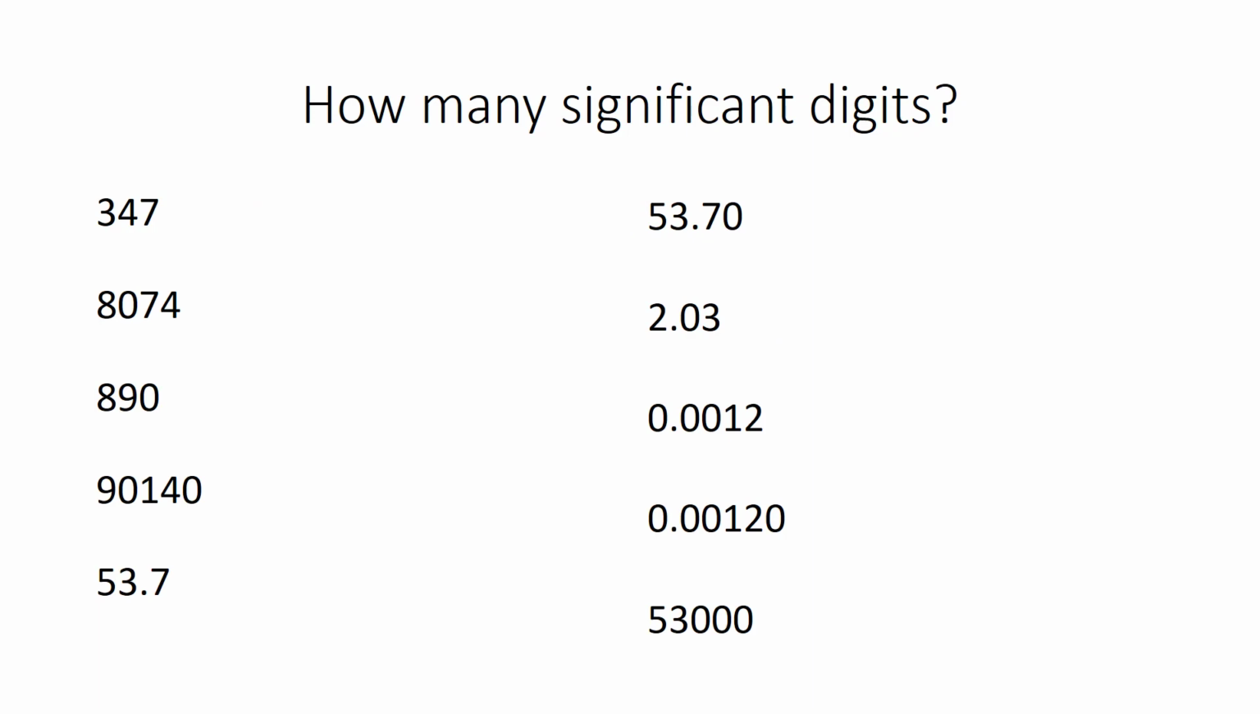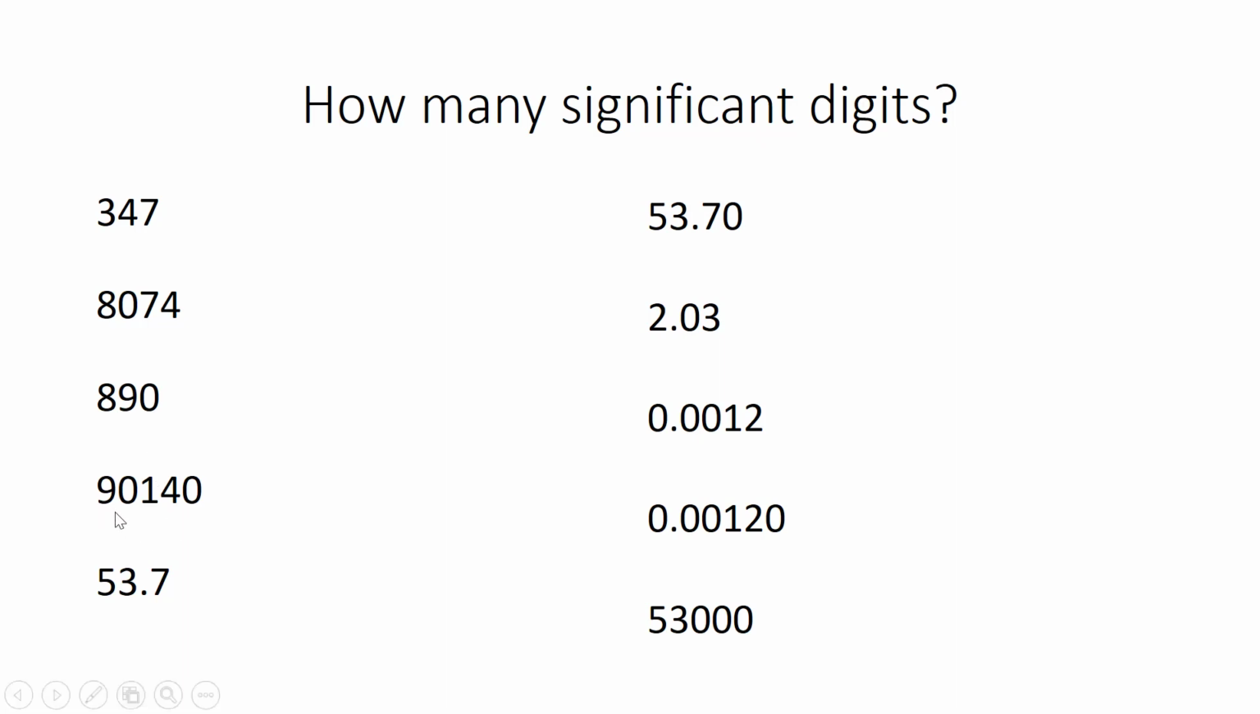First one's easy. They're all non-zero digits, so they're all significant. 347 has 3 significant digits. 8,074, the 0 is between 2 non-zero digits, so it's also significant. So there's 4 significant digits in the second number. For the third number, the 0 is not significant. It's not between two other numbers. It's not after the decimal. So in the third number, in 890, there's only 2 significant digits.